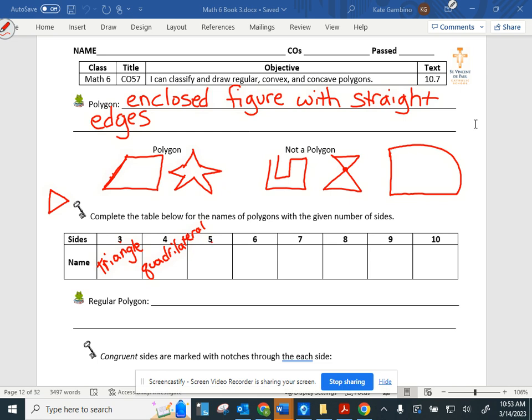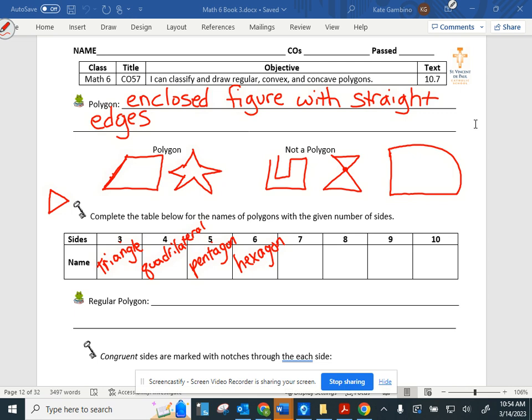Any guess on what our 5-sided figure would be called? Nolan? Hexagon. Sorry, not hexagon. What did you say, Nolan? Hexagon is 6. Pentagon. Penta means 5. A six-sided figure is hexagon. Five-sided is penta. So if we think about Washington, D.C., the Pentagon is a five-sided building. That's how it got its name.